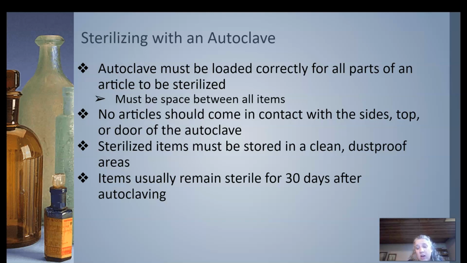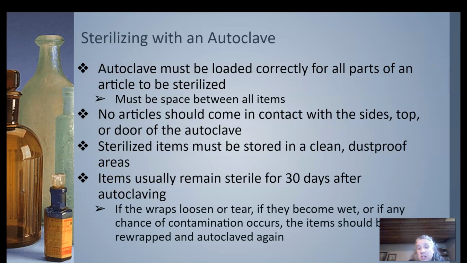So once they come out of the autoclave, they're wrapped up. They may have some tape on them to keep them wrapped up. And those who work in that department will put on the date as to when they were sterile. So when somebody goes to grab that sterile packet, they're going to look at the date to make sure it's within 30 days. If it's past the 30 days, they will not use it, and it'll have to go back into the autoclave to be sterilized again.